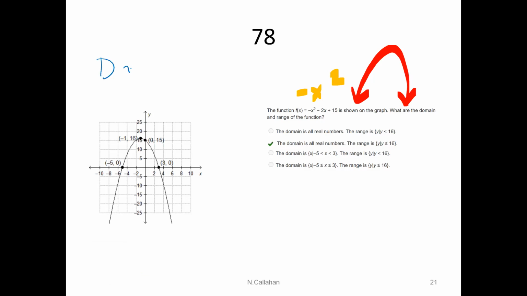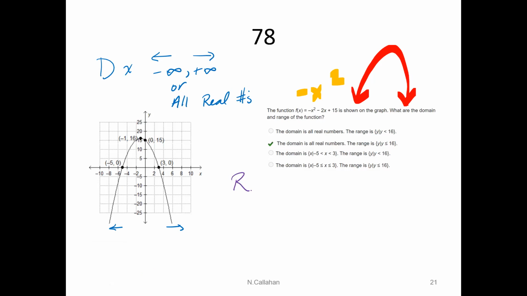Okay, so domain is the x values. So you're looking at left side and right side, okay? So if you look at this, is this graph ever going to stop moving to the left and right? No, it's going to be negative infinity to positive infinity, or all real numbers. So it's never going to stop. Okay, that's your first answer. So make sure you guys have that part down.